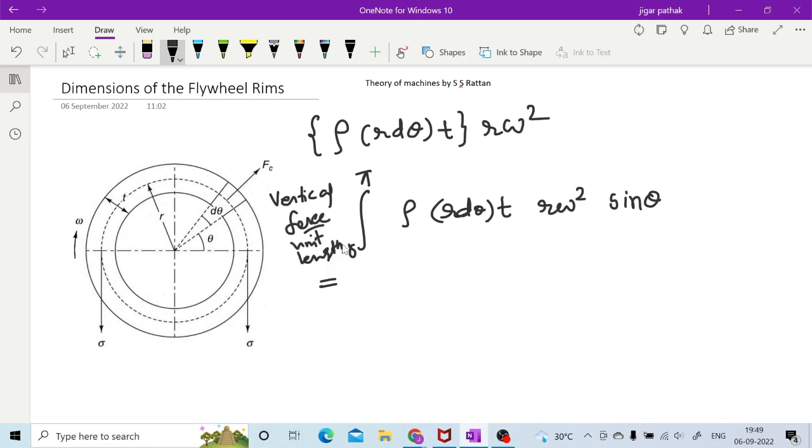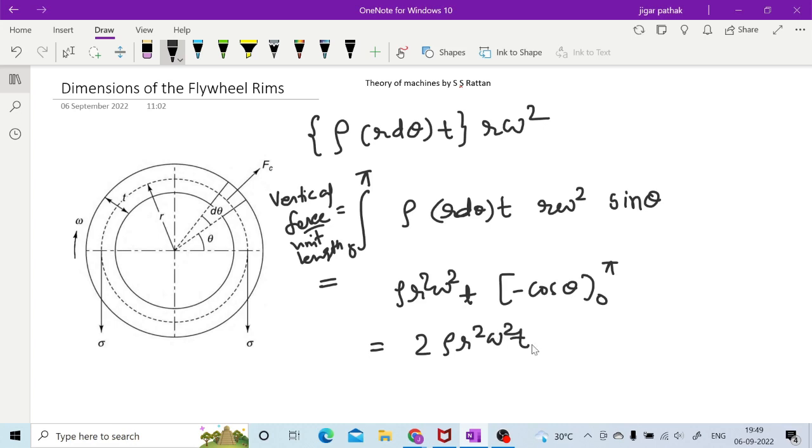Sir, here t is thickness. Yes, t is thickness. So if you integrate it, you will have rho r square omega square t sine theta's integration, which will be minus cos theta from 0 to pi. So you will get something like this: 2 rho r square omega square t, right?